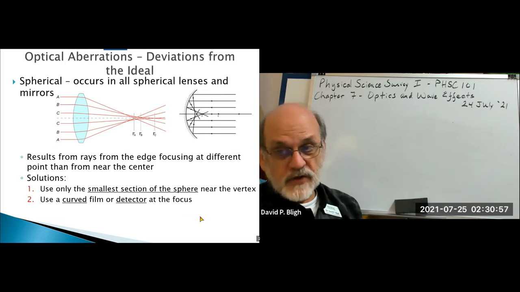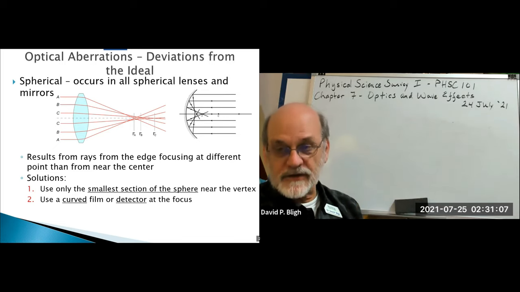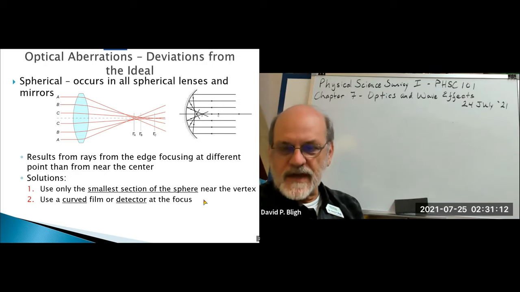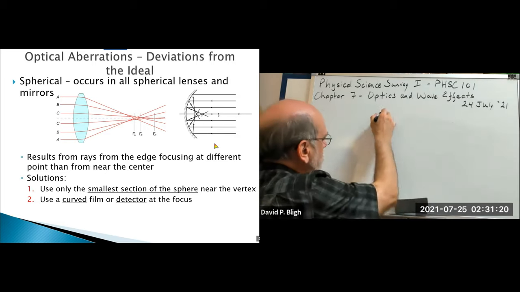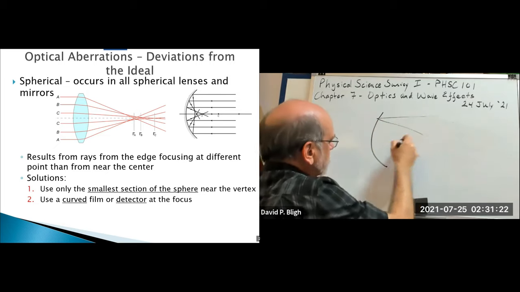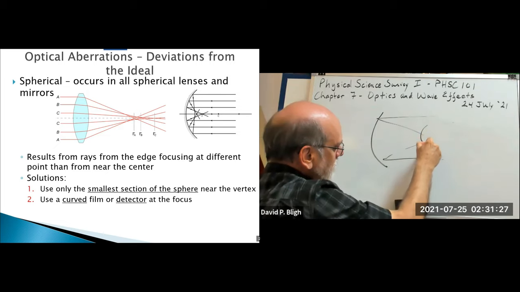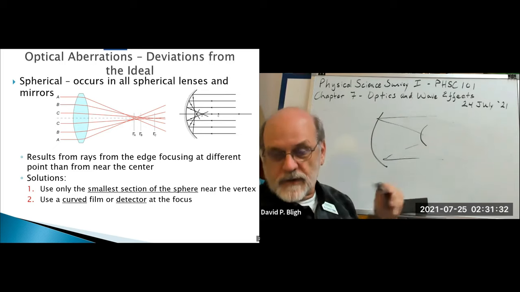There are many telescopes that do that. Use a spherical mirror, because large spherical mirrors are much easier to grind than complex shapes. So they just compensate not by the mirror, but by the detector. So they would have this curved surface here, and the light would be coming in like that, like that, like that. And then the detector would be curved, or a film if they want to take a photograph.